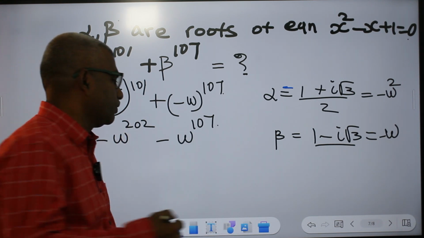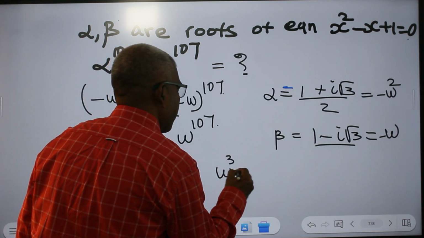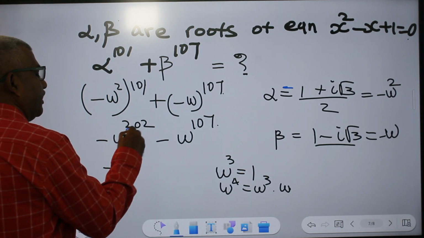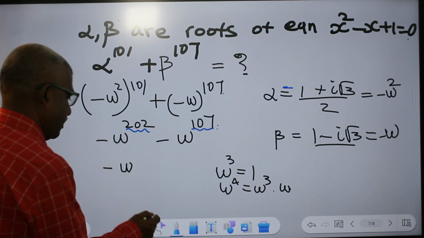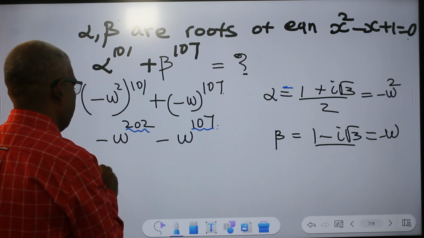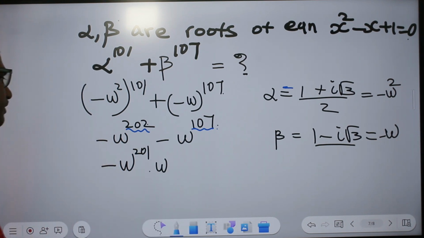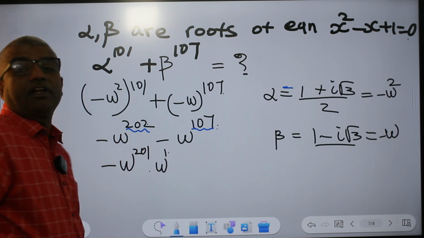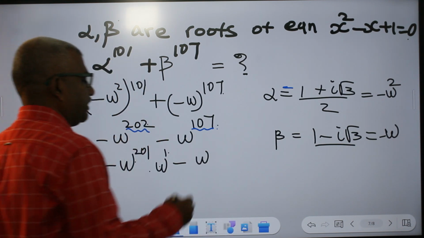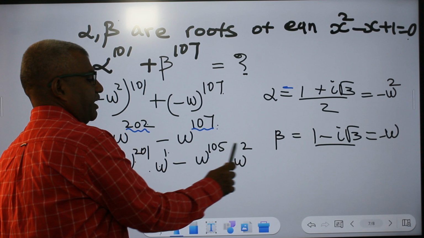Okay. Omega is a cube root, so it repeats: omega power cube is 1, so omega power 4 is omega cube times omega. So make 202 and 107 as repetitions of 3. Now how to do it? Minus omega squared I am writing as omega power 201 times omega power 1, since a power m plus n is a power m times a power n. Then minus omega power 107, I am splitting as 105 plus omega squared.